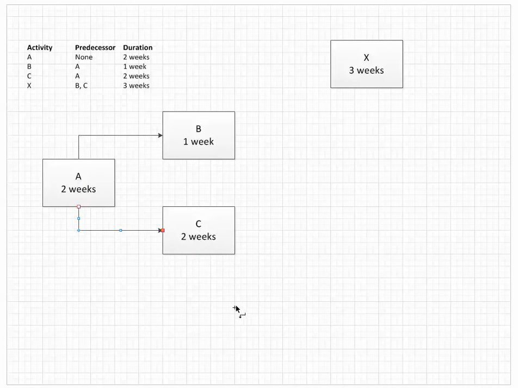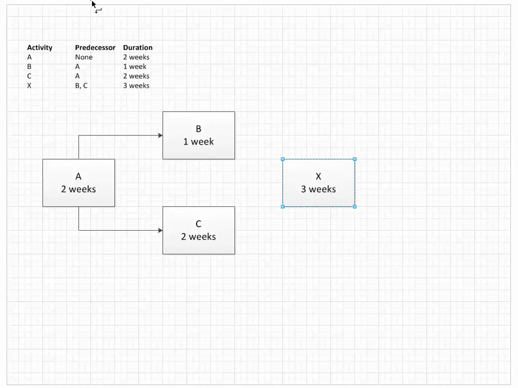B and C are both predecessors to X, and we're going to put activity X there, and again use lines to indicate that there is a connection here. So for this very simple four activity project, we've created the network diagram. A comes before B and C come before X. With the network diagram, now we can calculate the critical path.